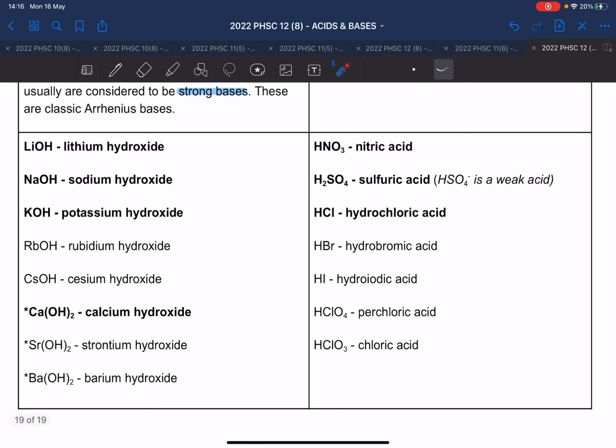Okay, so here I give you a list of them, and those that are highlighted are the ones that we use most often. So you must know lithium hydroxide, sodium hydroxide, potassium hydroxide, they're all strong bases.